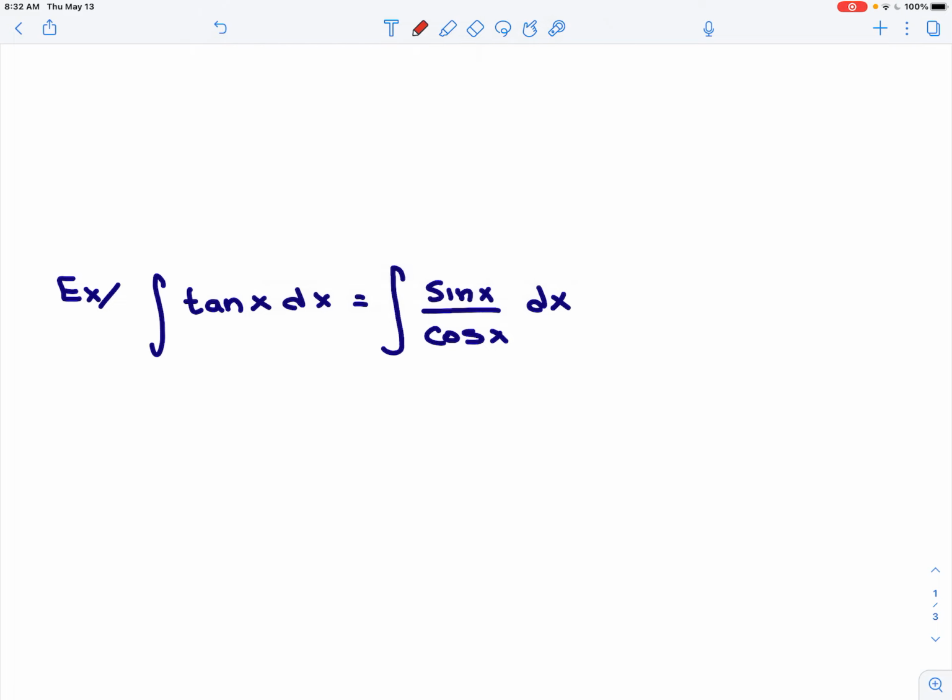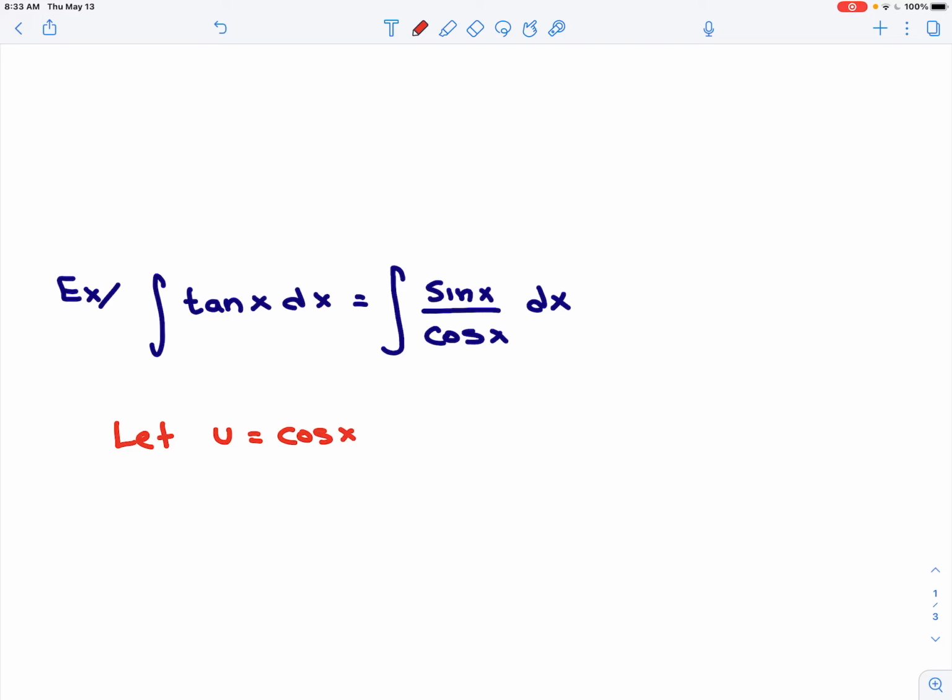Okay, and then I have to decide which one of those I'm going to let be u. So the thing is that both of them are there, the derivative of both are there. But if I let the top be u, then I'm going to be left with 1 over cos x dx, and that won't be the derivative. So I'm going to let u, you could just try that and you'll see what I mean.